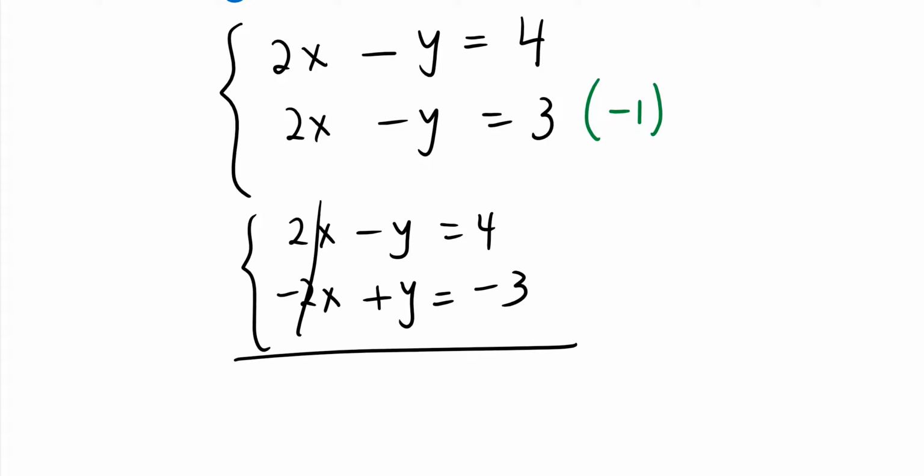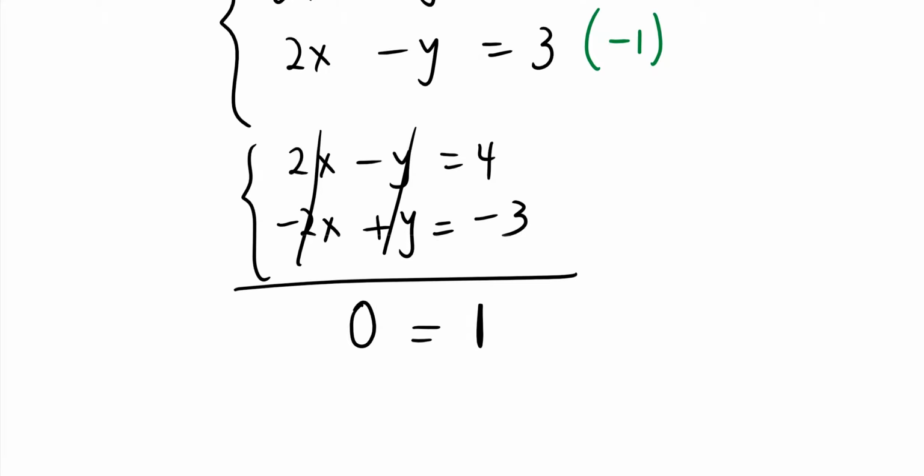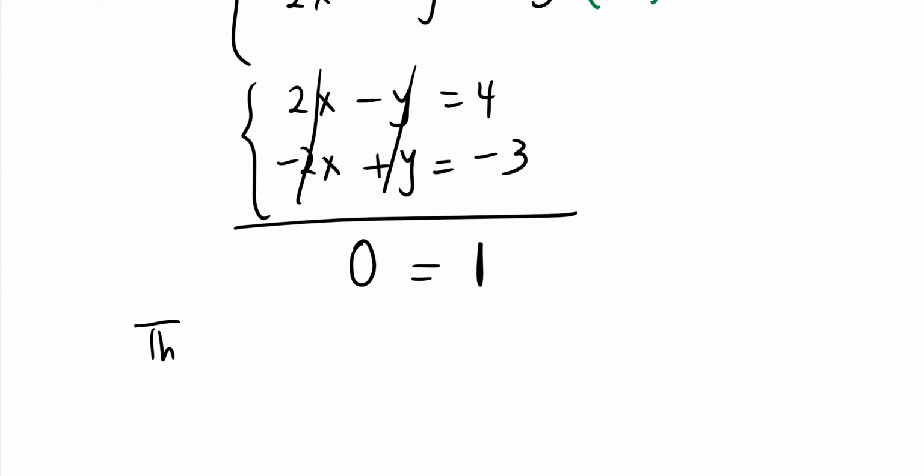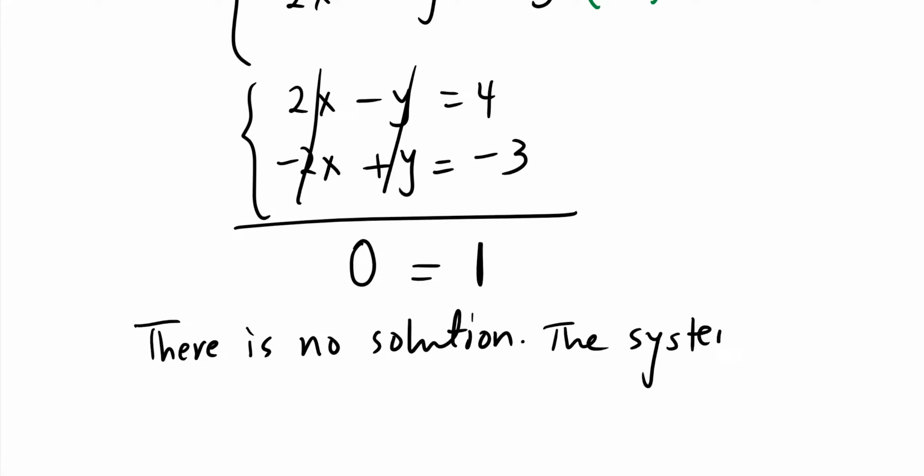Add them up. These cancel, these cancel. I got a 0 on the left side, and on the right side I got 1. Wait, 0 equals 1. That's impossible, right? So this means there is no solution to this system. There is no solution. And in this case, if there's no solution, we call the system inconsistent.